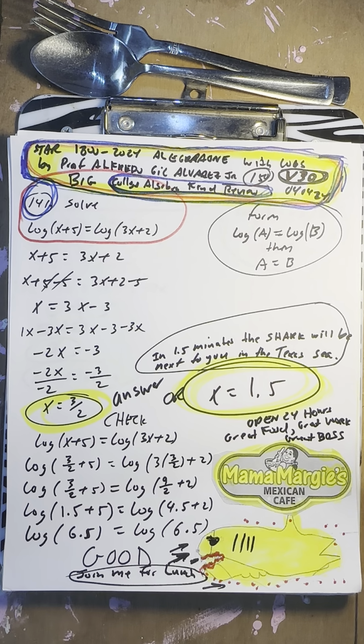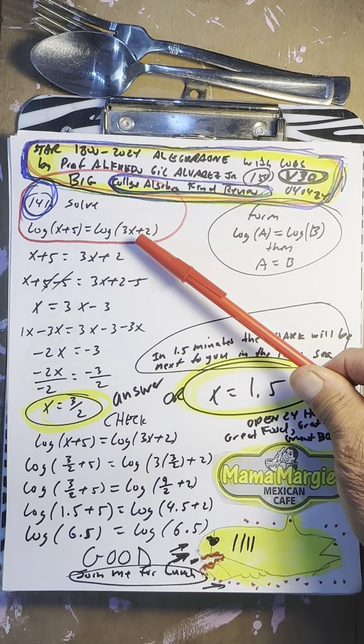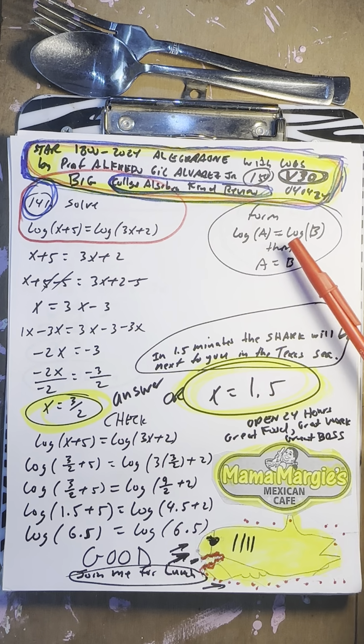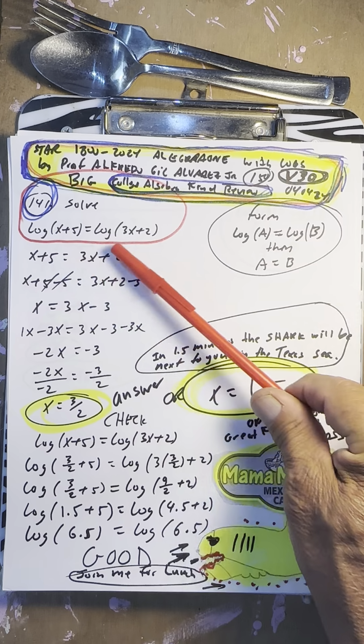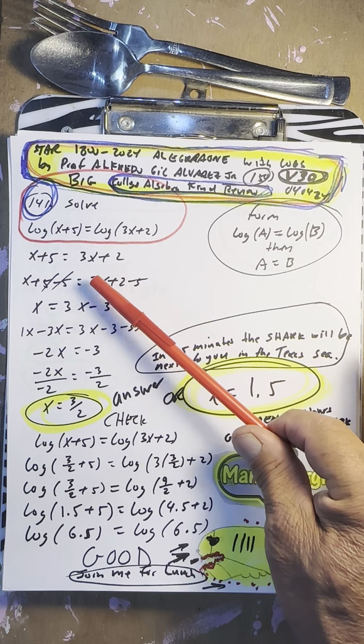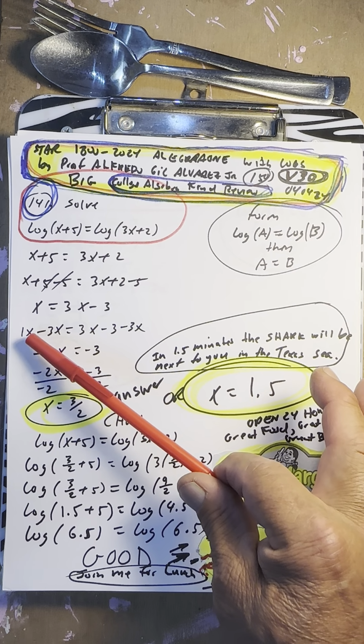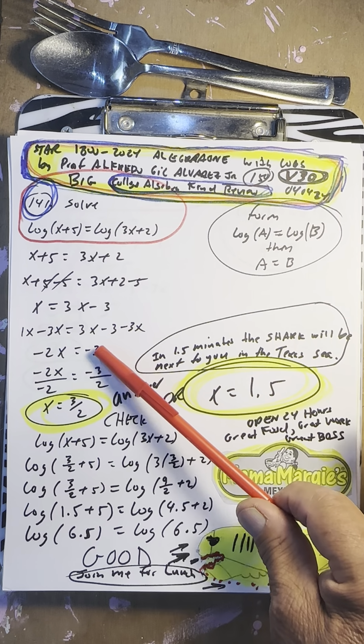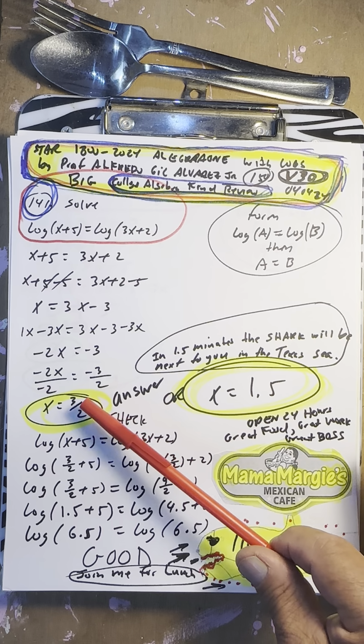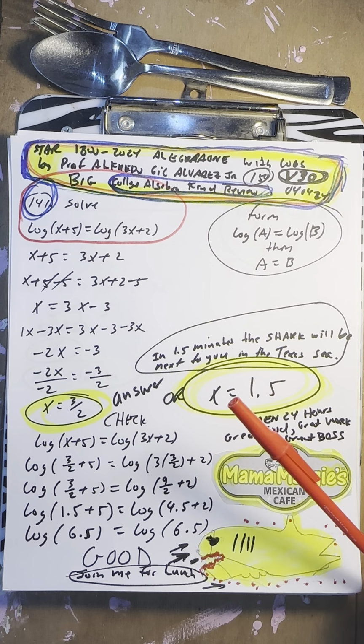So now, log of x plus 5 equals log of 3x plus 2. If log of A equals log of B, then A equals B. Set that equal to each other right there. X plus 5 equals 3x plus 2. Minus 5, so x equals 3x minus 3. Then minus 3x, so negative 2x equals negative 3. Divide by negative 2, so x equals 3 halves. Does that work?